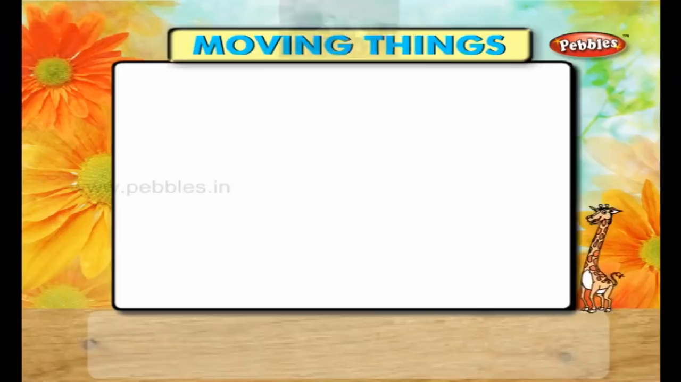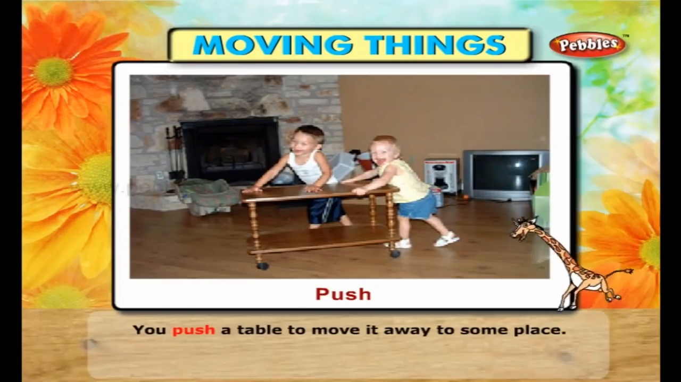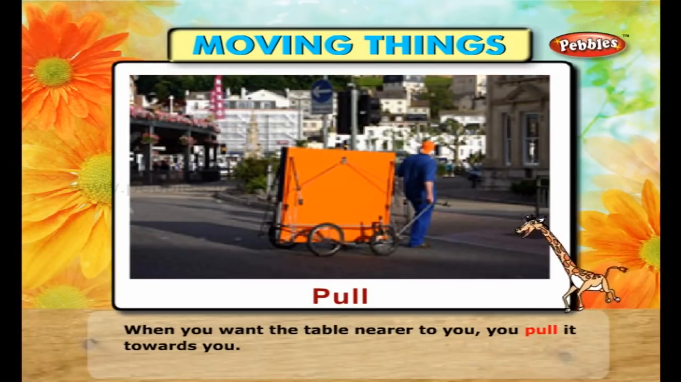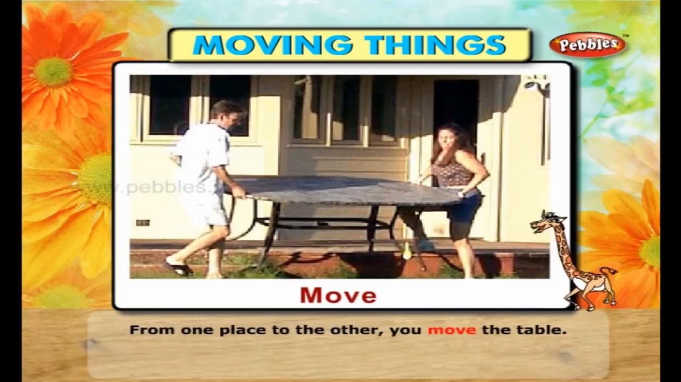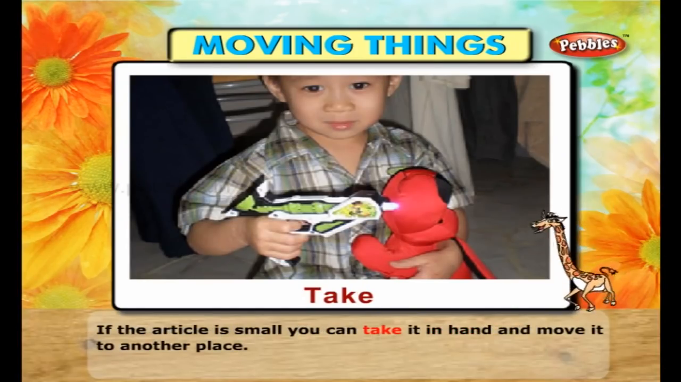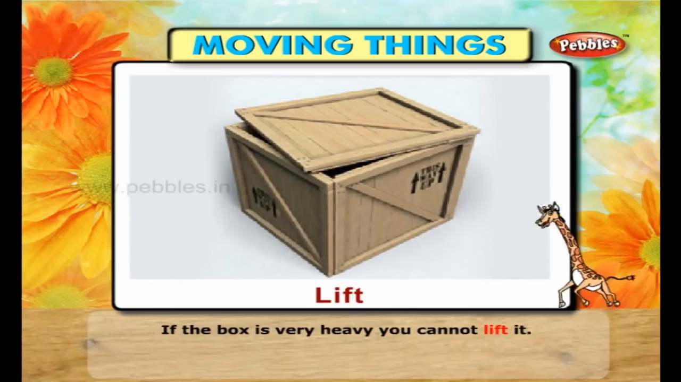Moving things. We keep changing the place of things around us. How do we do it? You push a table to move it away to some place. When you want the table nearer to you, you pull it towards you. From one place to the other, you move the table. If the article is small, you can take it in hand and move it to another place. If the box is very heavy, you cannot lift it.